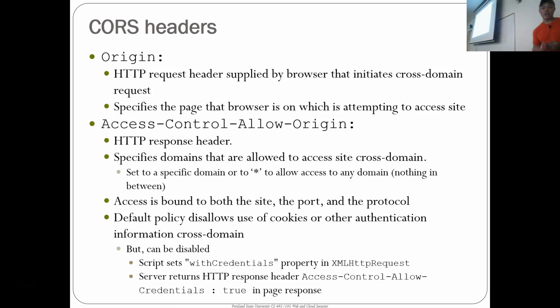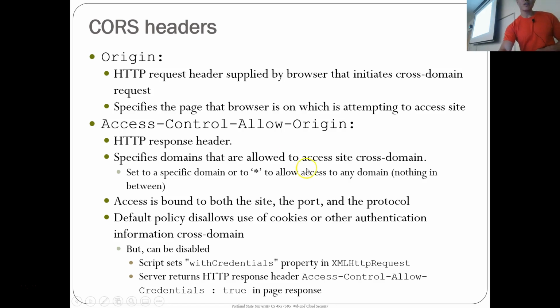Okay, so the way this is done is with two headers. The first is a request header, and this is the origin header, and this header gets set by your web browser. Your web browser knows what page you're on, and so when you access some content on a site, this is sort of like a referrer: what is the origin domain that I'm on? The other header is access control allow origin. This allows a website to say what other domains can access me, cross-domain. So this specifies the domains that are allowed to access your site cross-domain.